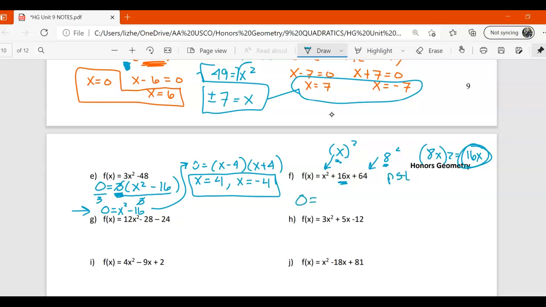So it's going to factor as x, it's a plus sign, plus 8 squared. So then solving it, I just say x plus 8 equals 0, so x is a negative 8. Technically, there's 2 of them. You don't have to do it twice.